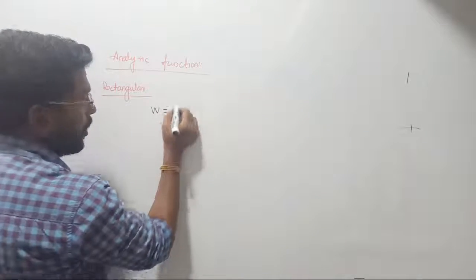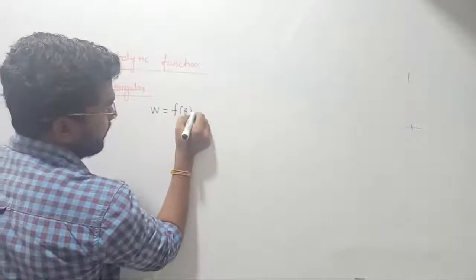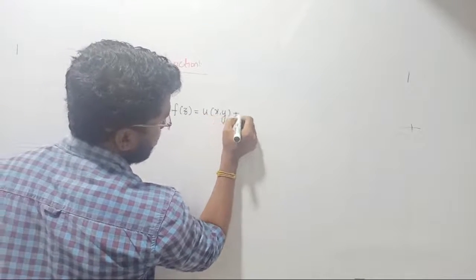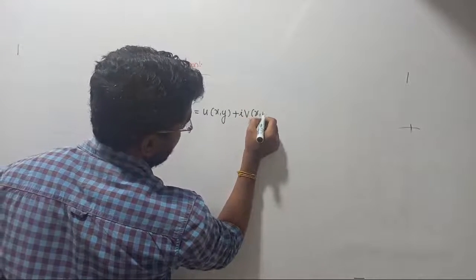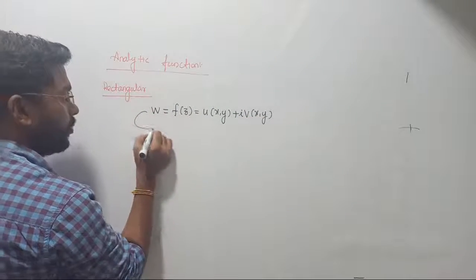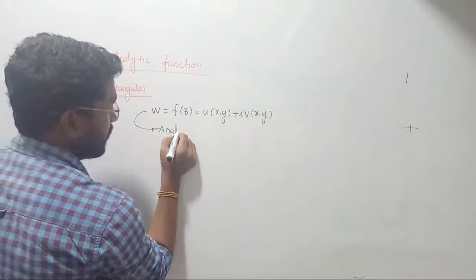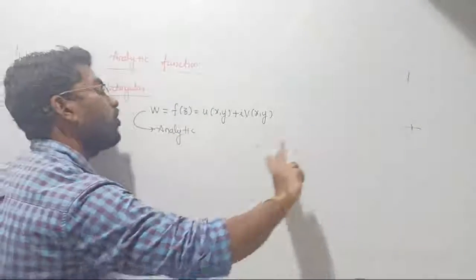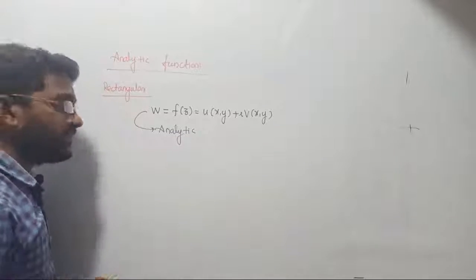W is equal to, of course, f of z, and it can be considered as u of x comma y plus i into v of x comma y, correct? This function is said to be analytic if and only if it satisfies the following condition.